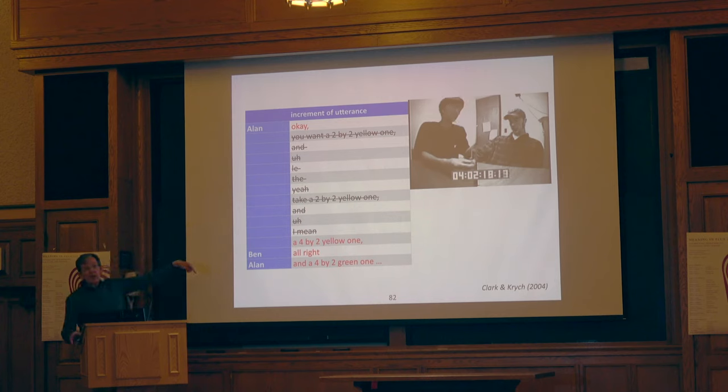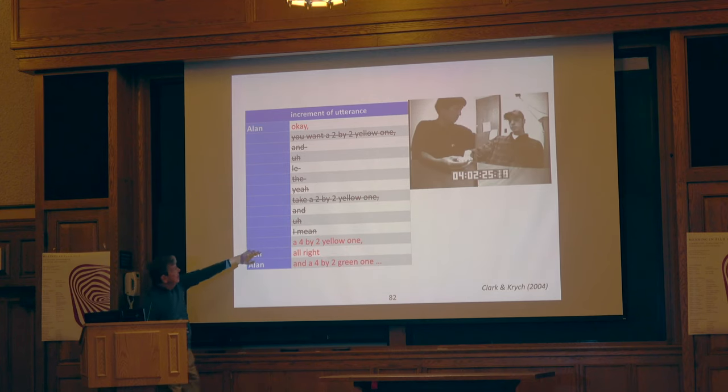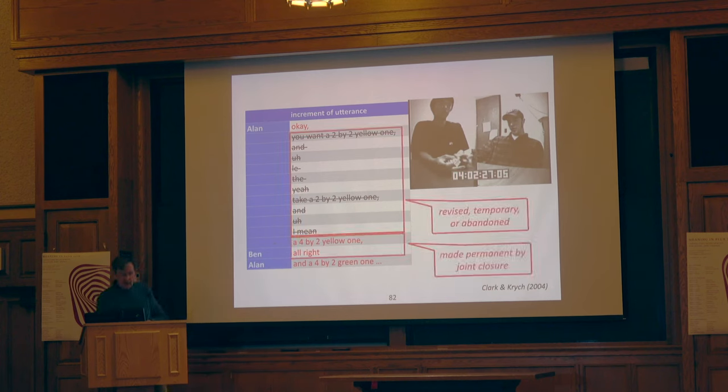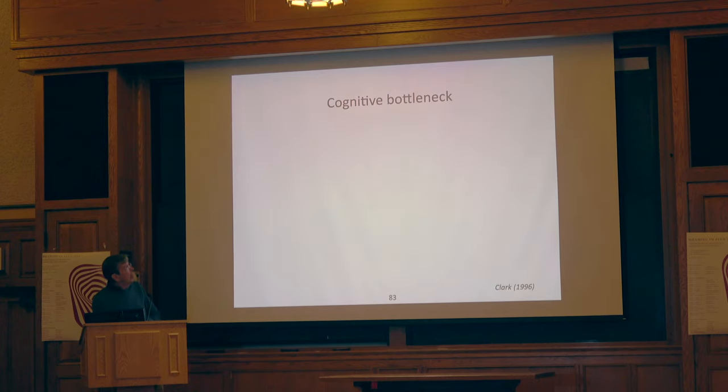All of these things that he did in the middle there, he dropped. They're not part of his eventual utterance. They are just provisional things that he did on the way. And it's pretty easy to see what he was doing: he was revising and having various temporary things, and he abandoned a bunch of things as he went along. But this is made permanent at this bottom pair of utterances where he was getting joint closure, what I call joint closure on this.